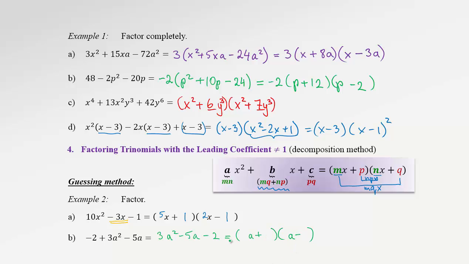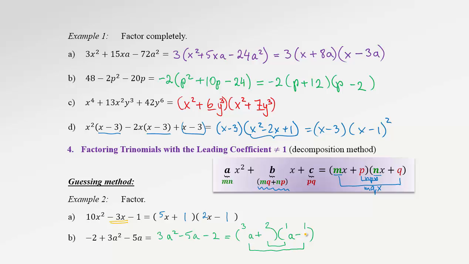Now the 3 tells me that I can have 3 here and 1 there, or the other way around. The 2 tells me that I can have 2 here and 1 there, or the other way around. So I know my numbers, but I'm not sure which one to place where. So that's why I place them gently on the top. And now I'm going to look at the inner and outer products. The sum of those products must be negative 5, which means that one product must be a lot more negative than the other. So this times this should be a lot larger number.